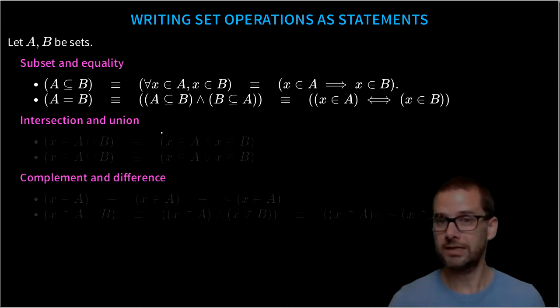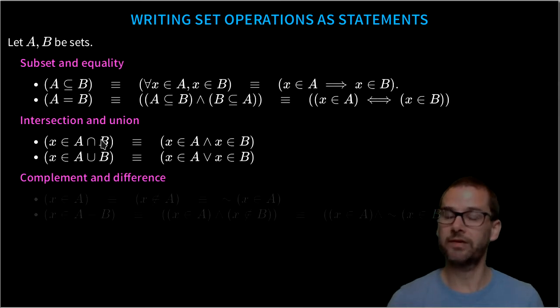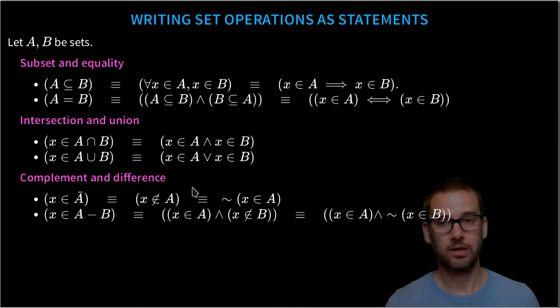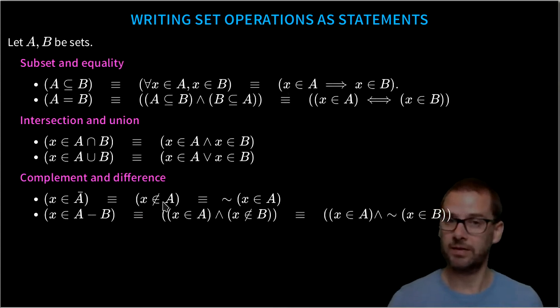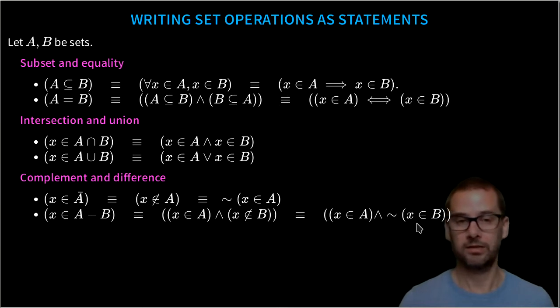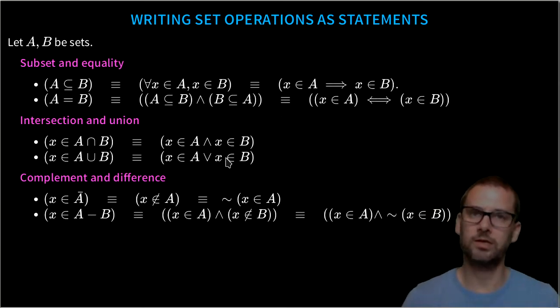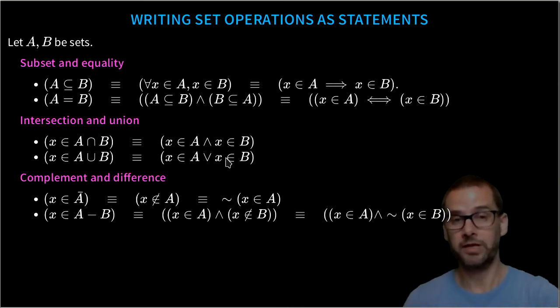So union and intersection: x is in the intersection of A and B is the same as x is in A and x is in B. In the union of A and B, it's the same as being in A or being in B. Complement and difference: if x is in A bar, that's the same as x is not in A, which is the negation of the statement x is in A. x is in A minus B is the same as x is in A and x is not in B, which is the same as x is in A and the negation of the statement x is in B. Okay, so this is just tweaking some of these set operations to write them as logical statements.